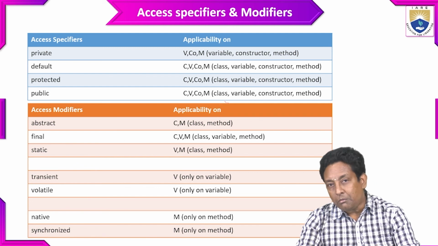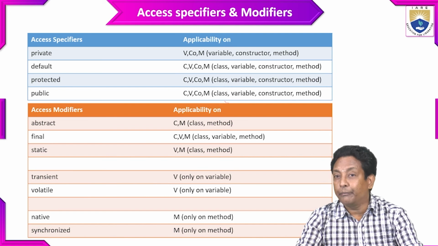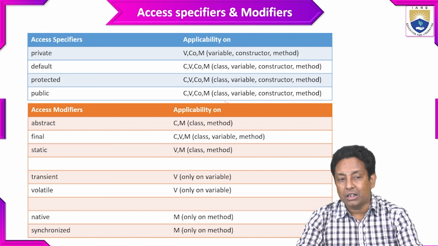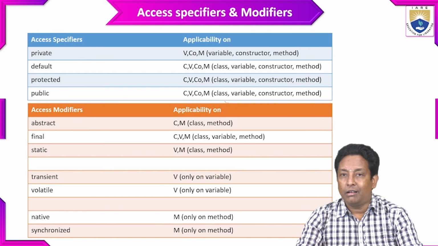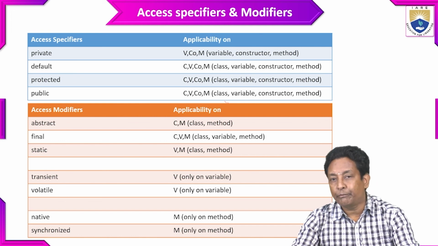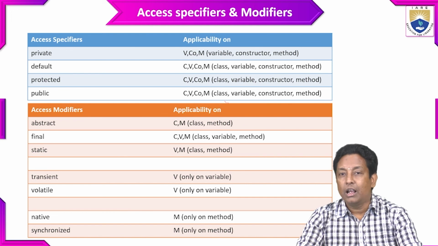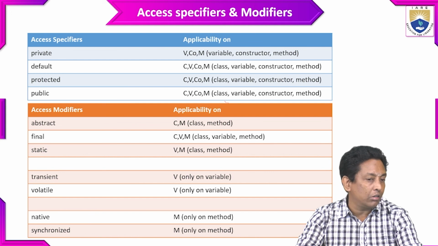The next is static. Static cannot be applied on class. Static can be applied only on variable and method. Coming to transient: transient and volatile can be applied only on variables, but not on classes. And coming to the last two modifiers, native and synchronized: they can be applied only on methods but not on class, variable and constructor.